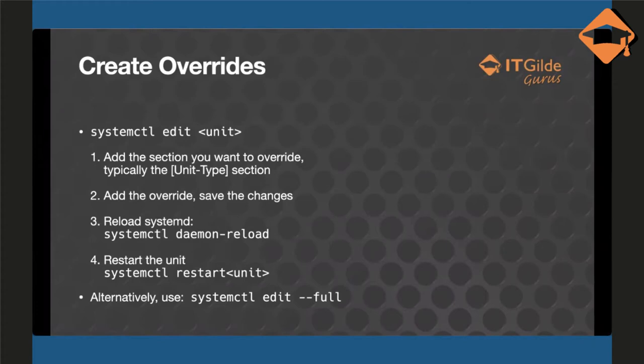This time, you have to restart the unit and you need to execute the systemctl daemon-reload command. Otherwise, the settings inherited from process 1 or from the existing units are still in effect.